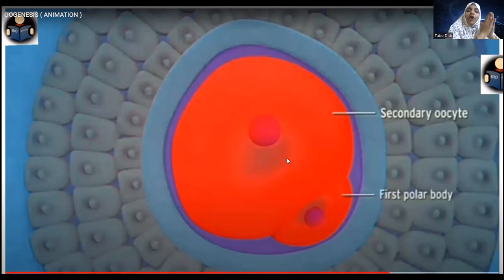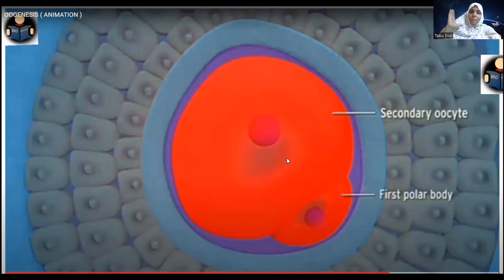So up till here, only that primordial follicle having the primary oocyte was just growing in size and all the protective layers were coming into picture. Division has not taken place yet. Okay, now the division will take place.